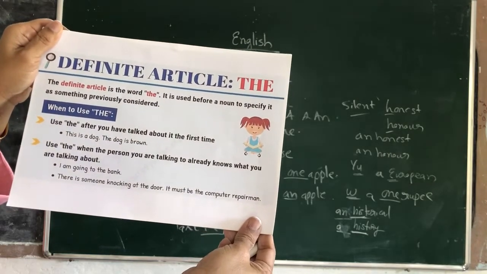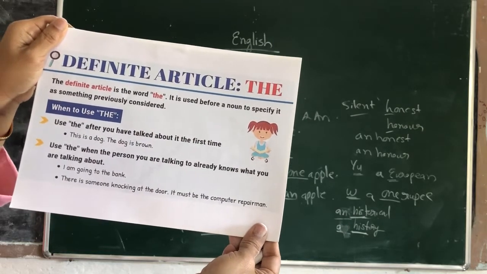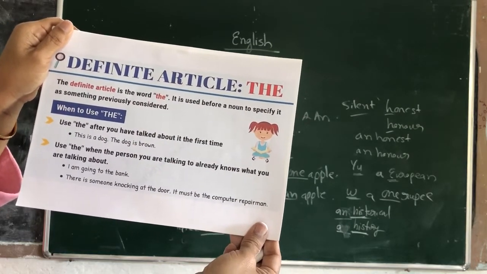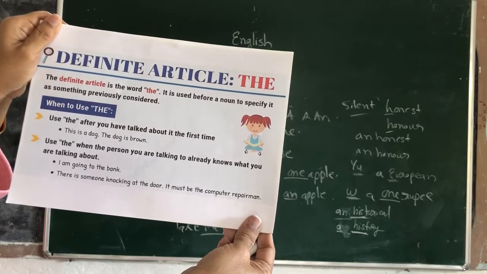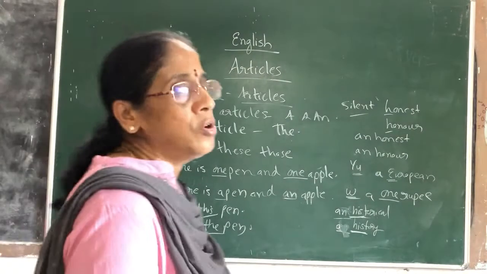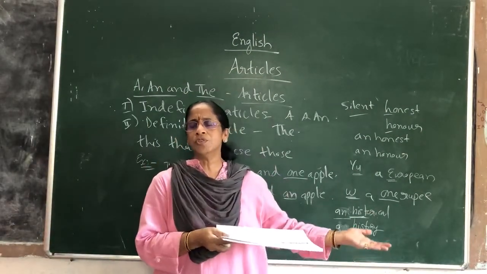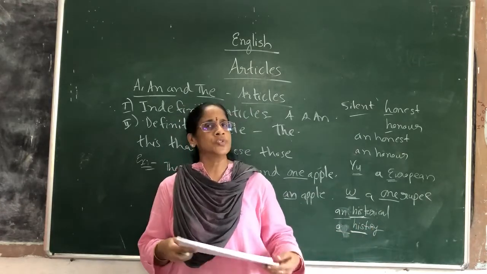Use "the" when the person you are talking to already knows what you are talking about. I am going to the bank. There is somebody knocking at the door. It must be the computer repairman. So like this, the bank, why did I use "the" here? Because I know to which bank I am going. And I also know that the person who is going to repair a computer is coming. So that's why I used "the".